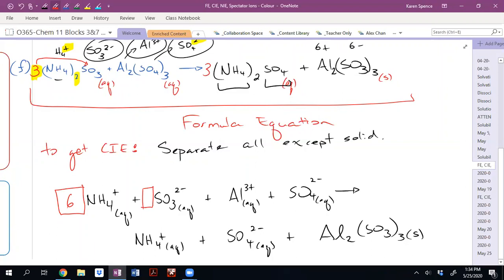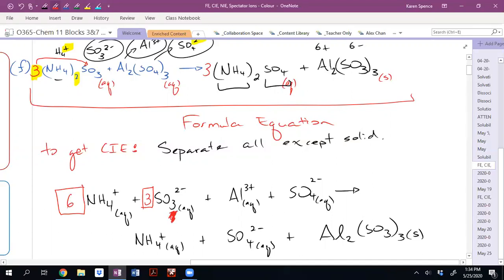It is, yeah, I'm getting a whole bunch of 3s in the chat. Excellent. Yeah, 3, because we have 3 of them. Remember that this 3 is part of sulfite, so it's not like all of a sudden I have 9 sulfites, because that 3 is part of 1 sulfite.